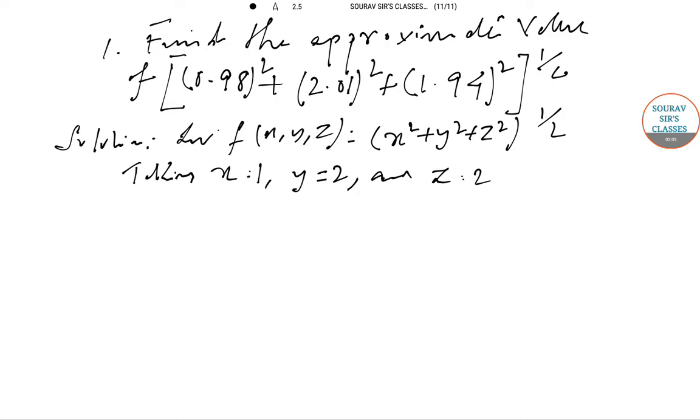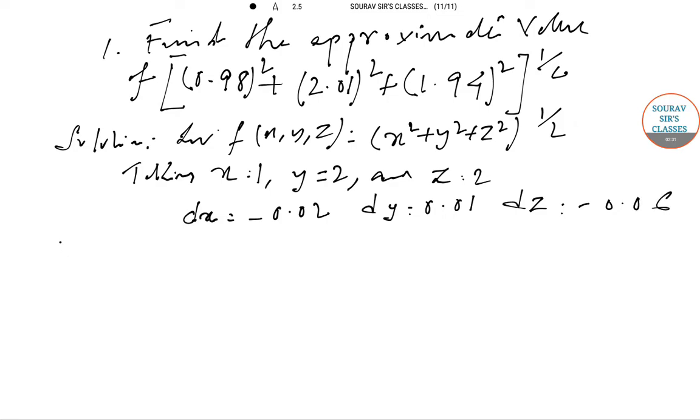So dx will be just a small part, minus 0.02. If you subtract 0.98 from 1, you will get 0.02. Your dy will be 0.01 and your dz will be minus 0.06, right?